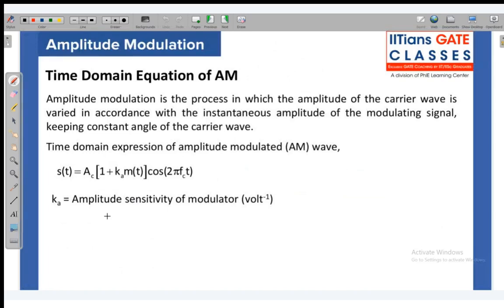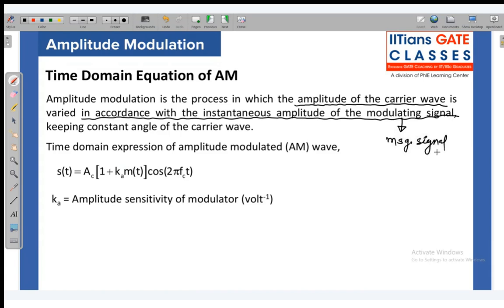Now, coming to amplitude modulation. Amplitude modulation is the process in which you change the amplitude of the carrier wave in accordance with the instantaneous amplitude of the modulating signal. That means according to your message signal; modulating signal is nothing but another name for the message signal.